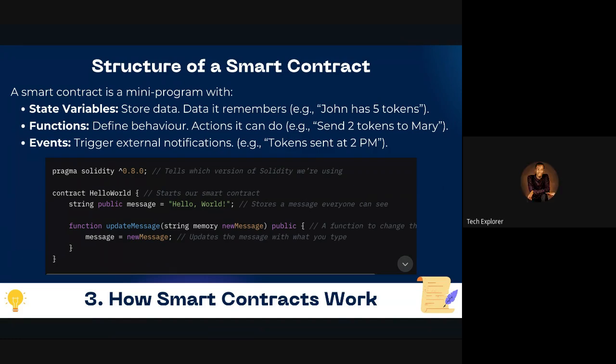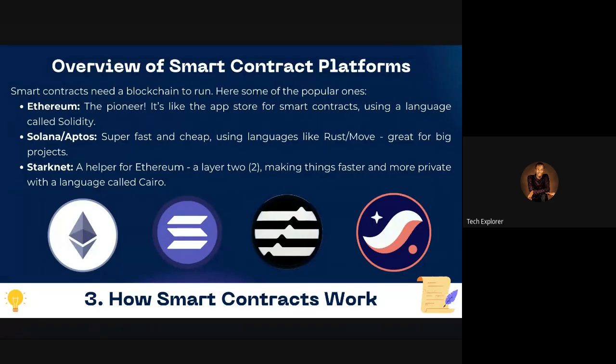I have a question. Sir, please, sorry for drawing back. Please, no problem. What are the differences between smart contracts on Ethereum and Solana? Like the differences of smart contracts between Ethereum and Solana.